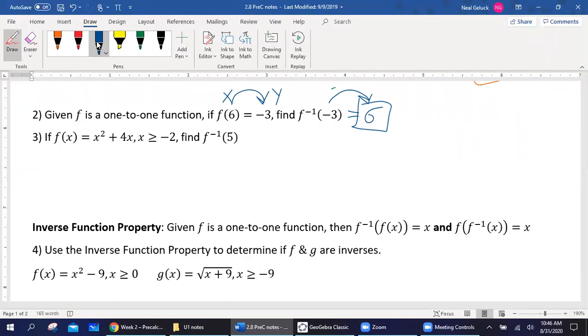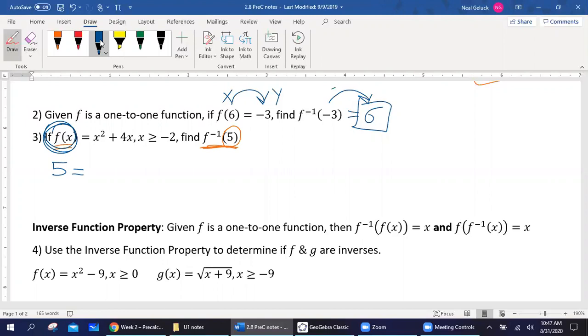On number 3, I'm going to build off of that concept. I've got a function, but then I want to know a value based off of the inverse. Well, let's think about this. If 5 is the input of the inverse function, then 5 must be the output of the original. So 5 must actually be the output of the original function. So I'm going to replace f of x with 5.